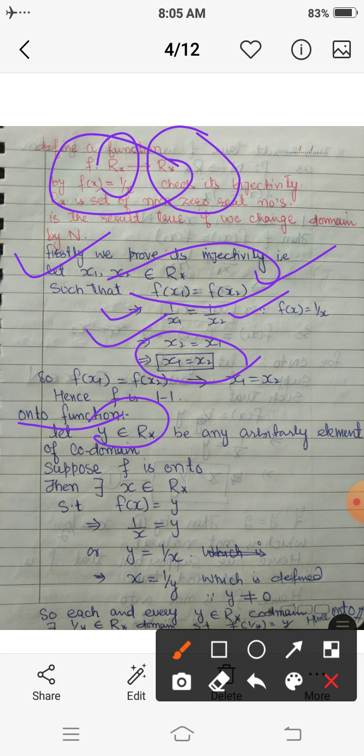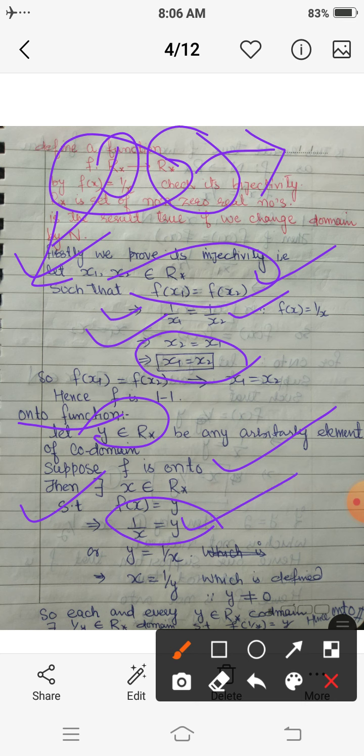Now let y belong to R star, meaning this is a point from the codomain, the second R star, an arbitrary element of the codomain. Now if f is onto, this means that there should exist at least one x in the first R star such that f of x equals y. But f of x is defined as 1 upon x. Here we know the y, we have to check whether this x belongs to R star or not, which implies that by cross multiplication x equals 1 upon y.